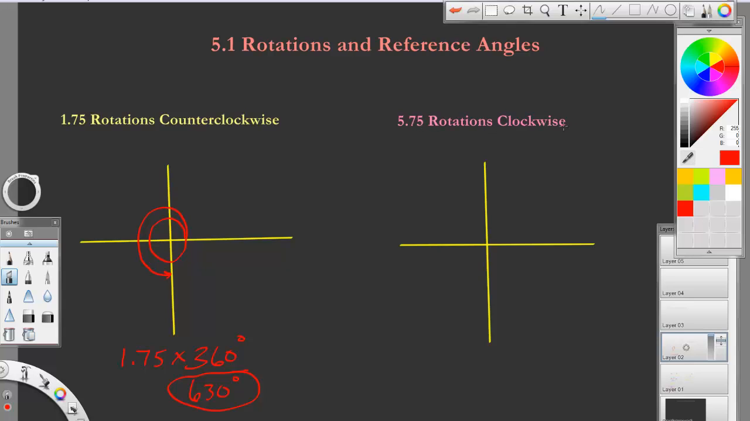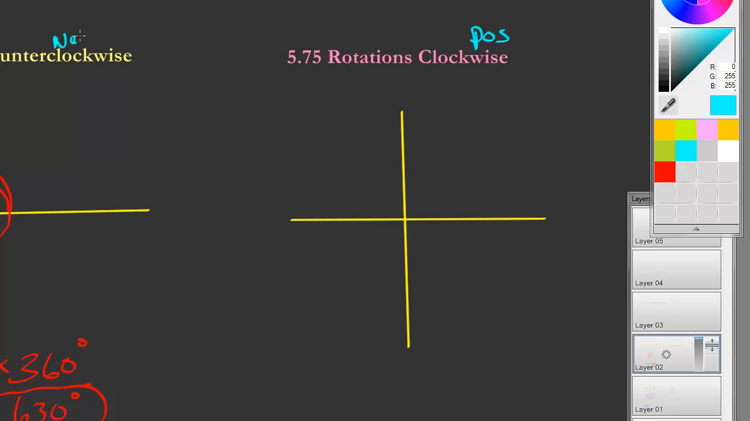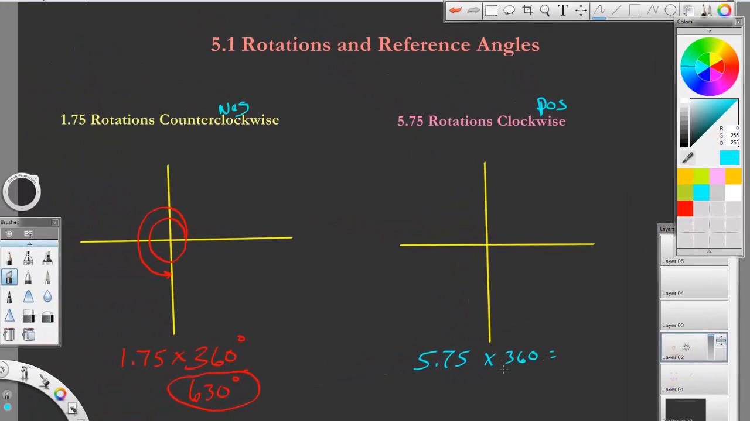Okay, let's do this one. 5.75 rotations clockwise. Well, think about it. Clockwise is going to be positive. This is positive, remember, and this is negative. So it's going to be positive. So you just do 5.75 times 360, and you get some giant number. 5.75 times 360 is 2,070. So if you could somehow do a basketball slam of a 2070 degree spin, you would be spinning 5 3/4 times around. Which would be a lot of spins.